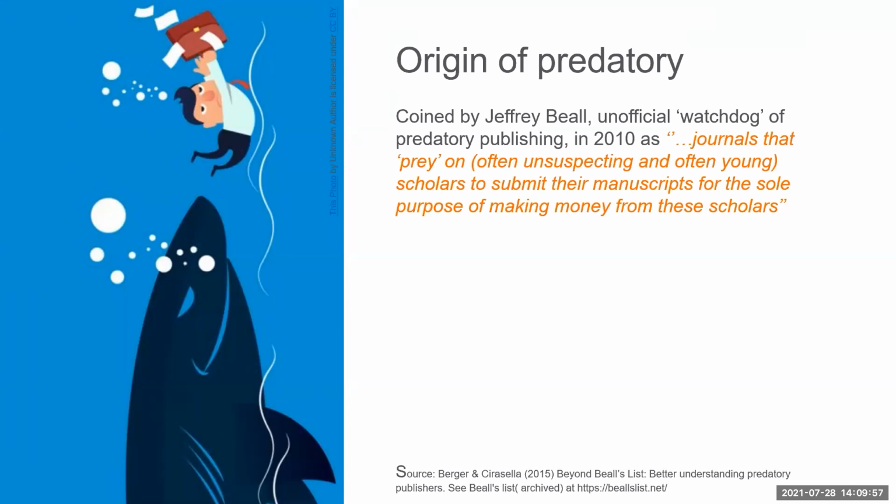But Beall was often also criticized for being opposed to open access and for trying to undermine open access, and not everyone agreed with the criteria that Beall used. So even though this is where it started, and he was the unofficial watchdog to call out publishers that are not doing their job and are really defrauding scientists, since then a lot of research has been done to define predatory publishers or predatory journals more accurately.